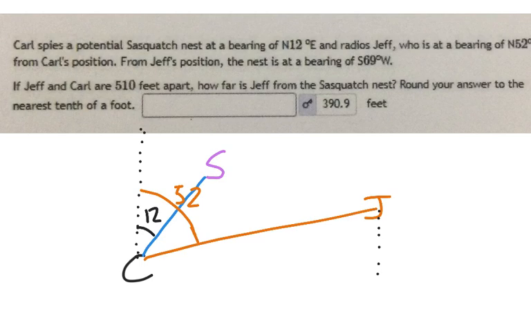Alright, draw a picture. Always draw a picture. Let's let Carl be right here. It tells us there's a Sasquatch nest 12 degrees east of north. Call that S, Sasquatch. Radio's Jeff, who's on a bearing of 52 degrees east of north. And it says the nest is 69 degrees west of south. So that means Jeff's gotta be up here somewhere.